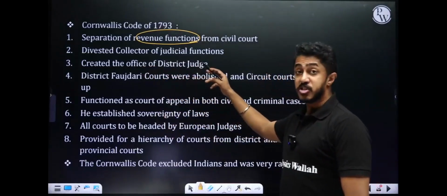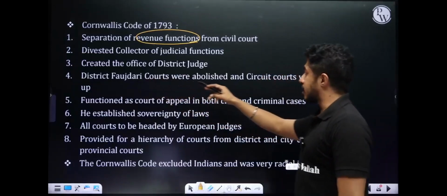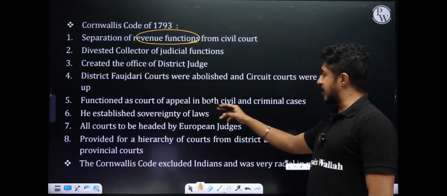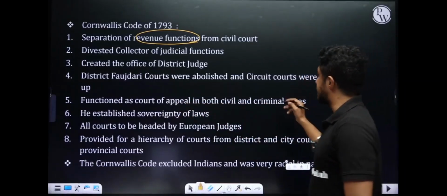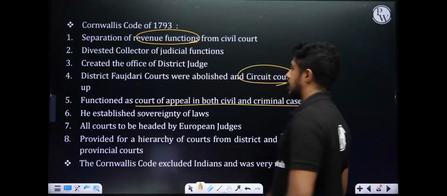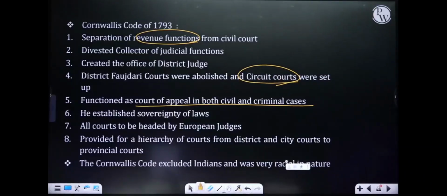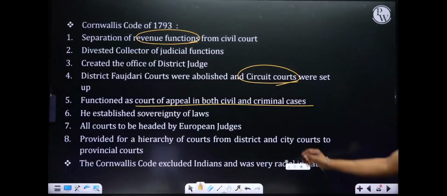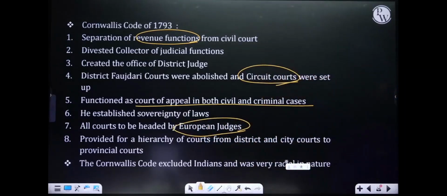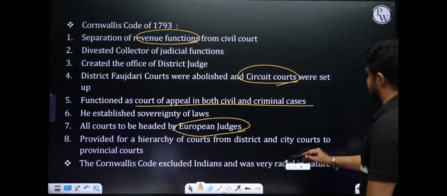Created the office of the district judge. District Faujdari courts were abolished and circuit courts were set up, functioned as court of appeal in both civil and criminal cases. He established sovereignty of laws, all courts to be headed by European judges. Provided for a hierarchy of courts from district and city courts to provincial courts. The Cornwallis Code excluded Indians and was very racial in nature.